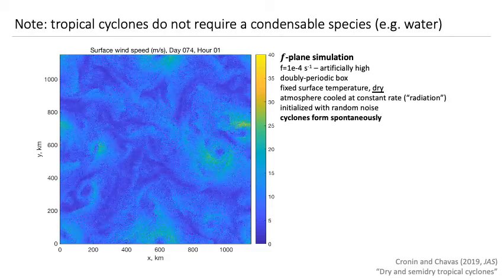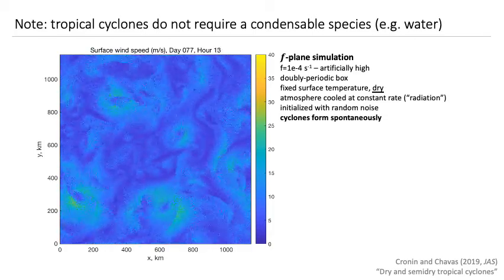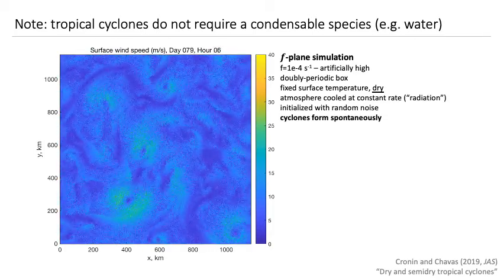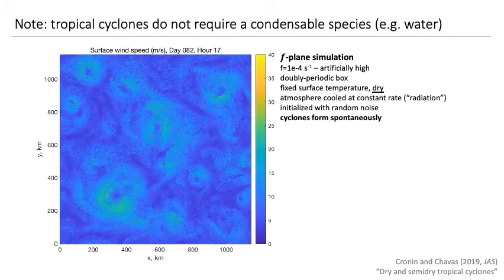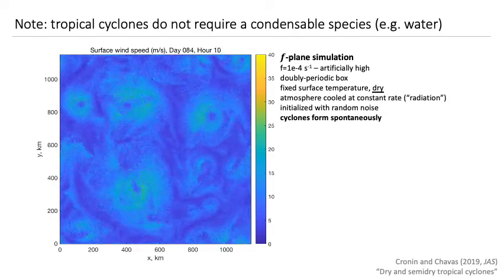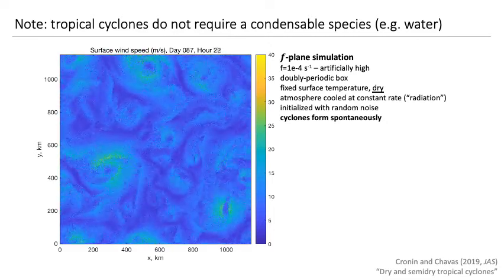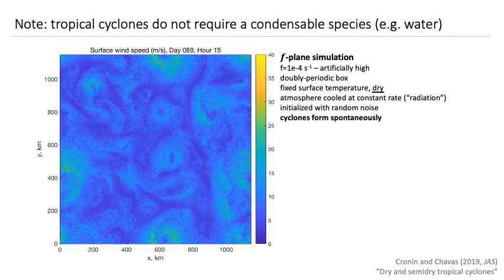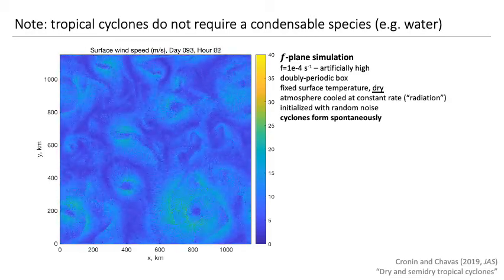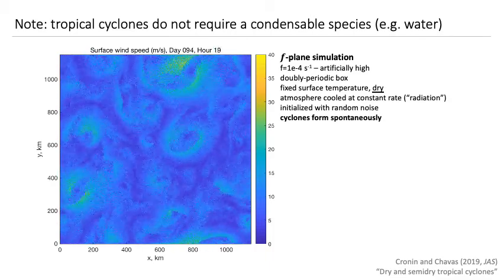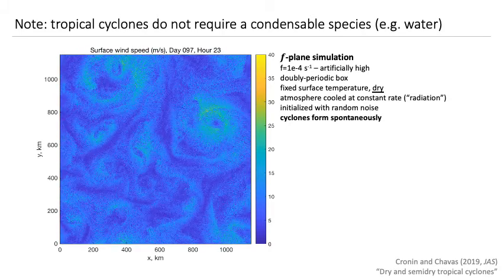So what I'm showing you here is a simulation. This is from recent work with a colleague of mine we published last year, called Dry and Semi-Dry Tropical Cyclones, where, on an f-plane, so f is constant, and we've actually set it to an artificially high value, note, that just makes the storm smaller, in a doubly periodic box, so it means that stuff going out laterally in any direction just pops out on the other side, with fixed surface temperature. So I'm not saying sea surface temperature here, I'm just saying surface temperature, because we could vary how wet or dry the surface was. And in this case, this is a dry surface.